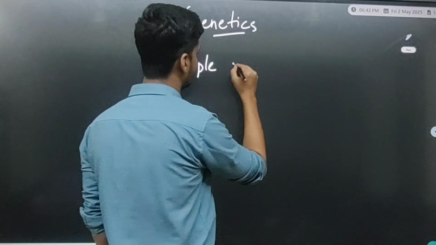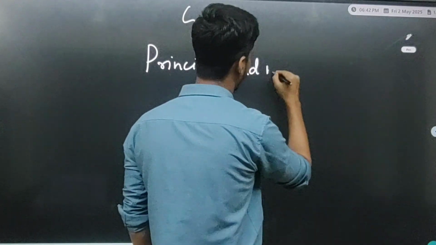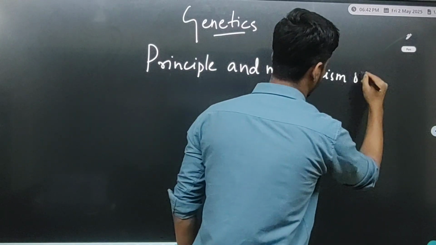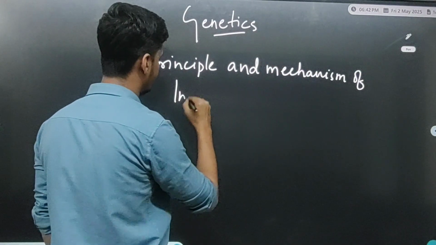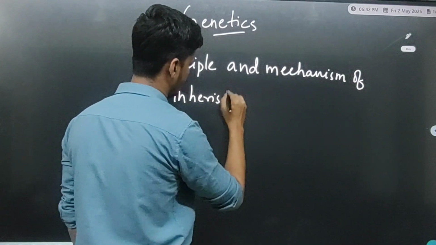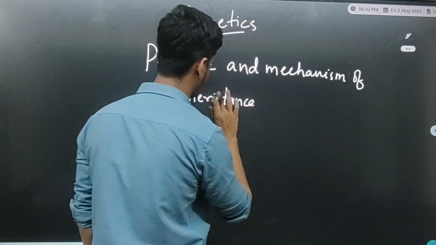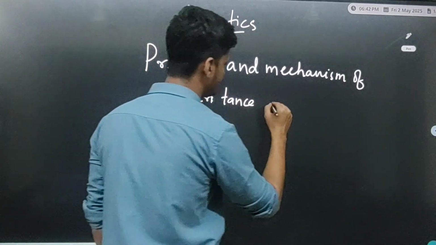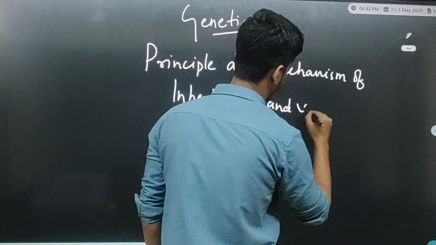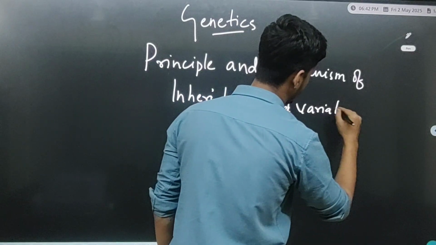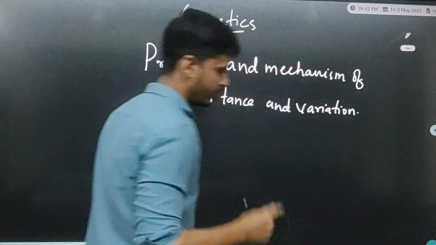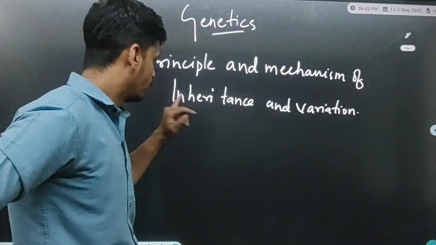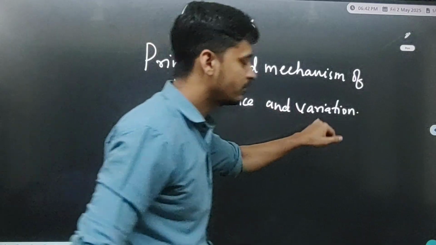So principle and mechanism of inheritance and heredity, inheritance and, you can say, variation. Okay, so this is the normal definition of genetics. So what is inheritance and what is variation?